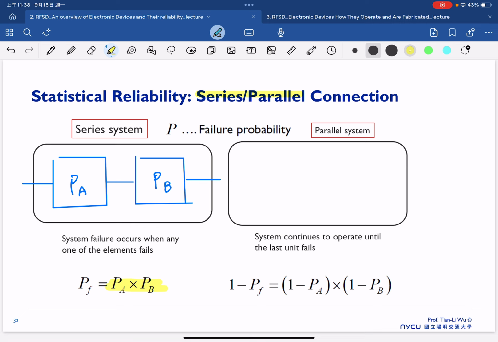And another is what we call the parallel system, which is also very simple. We have two components placed in parallel with each other, and each one has its own failure probability.